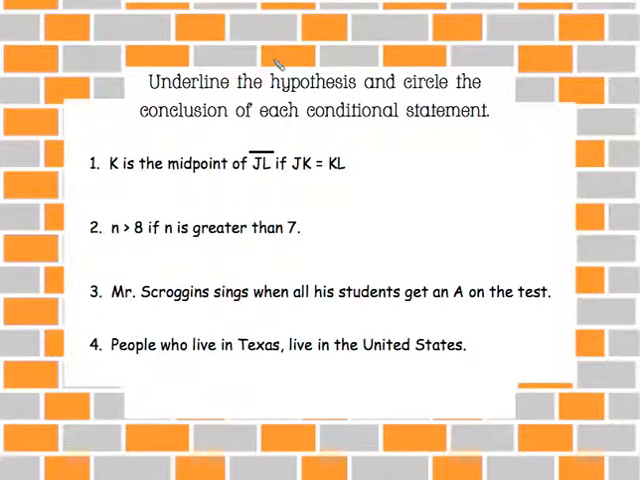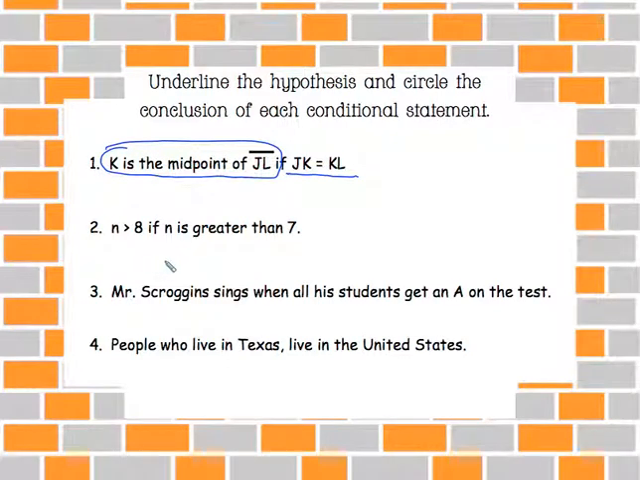All right, so these are sentences that are not in if-then form, and you need to pick out the hypothesis and conclusion. So hypothesis would be the first part that happens. The conclusion would be the second thing that happens. So K is the midpoint of JL if JK equals KL. So the part after if is the hypothesis. So if this was in if-then form, it would say if JK equals KL, then K is the midpoint of JL.